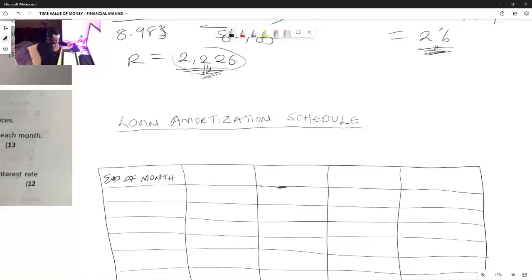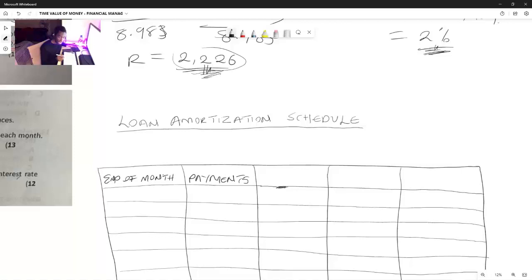Yeah, so we're going to have end of month in the first column, and then in the second column, we're going to be dealing with payments, which is our equal installment payments in this case. And we know that our equal installment payments for the entire 10-month period is 2,226. So this is where they're going to come. So we're going to have payments here. Okay, so we have payments there.